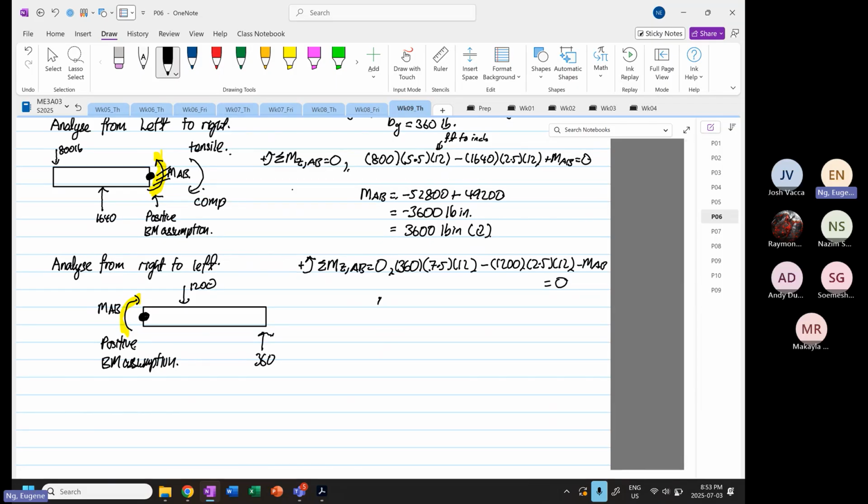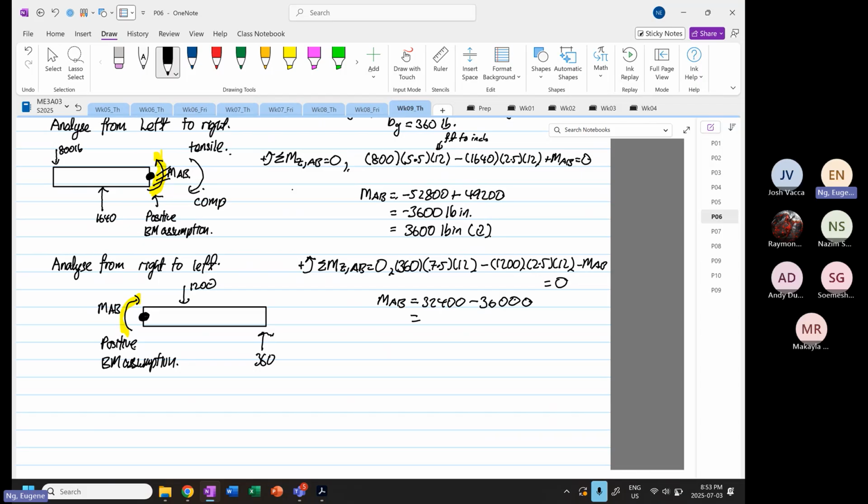So therefore MAB will be equal to 360 times 7.5 times 12, which is 32400, minus 1200 times 2.5 times 12, 3600.